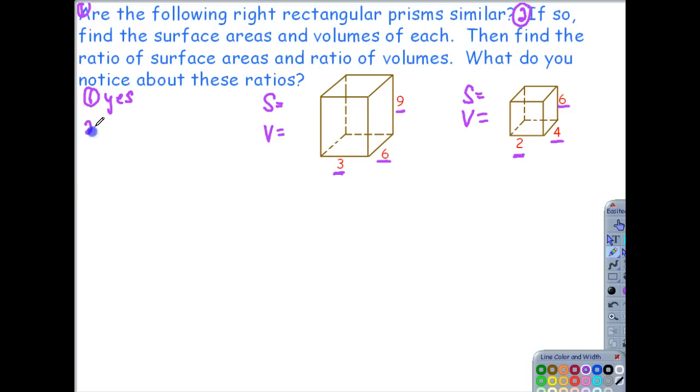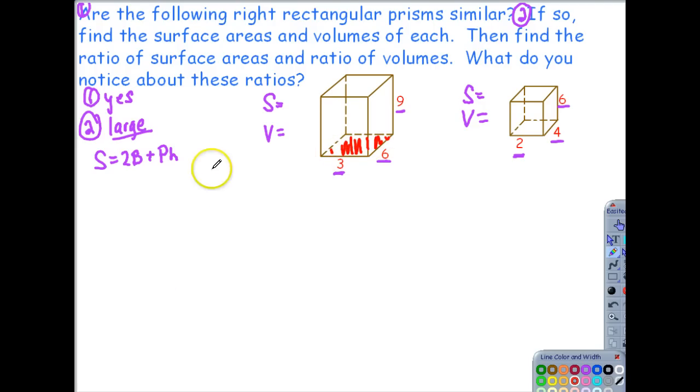Let's try the larger of the two first. How do you find the surface area of a right rectangular prism? We do 2 times the base area plus the perimeter of the base times the height. Because it's a right rectangular prism, does it matter which face is your base? No, I don't think it does. So which one do you want to be the base? I think the 3 and the 6, just because that looks more like a base. So we'll do that one.